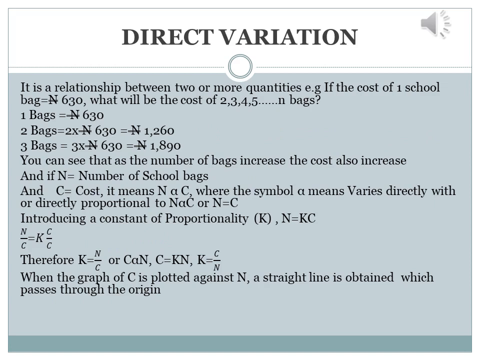Now we will look at direct variation. It is a relationship between two or more quantities, e.g., if the cost of one school bag is equal to 630 naira, what will be the cost of 2, 3, 4, 5? One bag equal to 630 naira, meaning that 2 bags will be 2 multiplied by 630 naira, which will give us 1260.